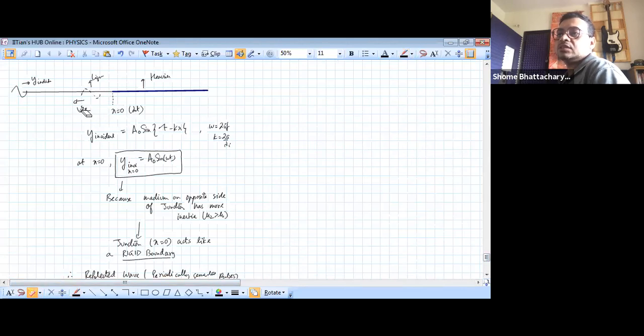Why does it have a different amplitude? Because there's transmission also happening. So there will be conservation of power, assuming no dissipation. So the power of the incident wave is going to be distributed between the power of the reflected wave, and also there will be a transmitted wave. That's why the amplitude will be different.